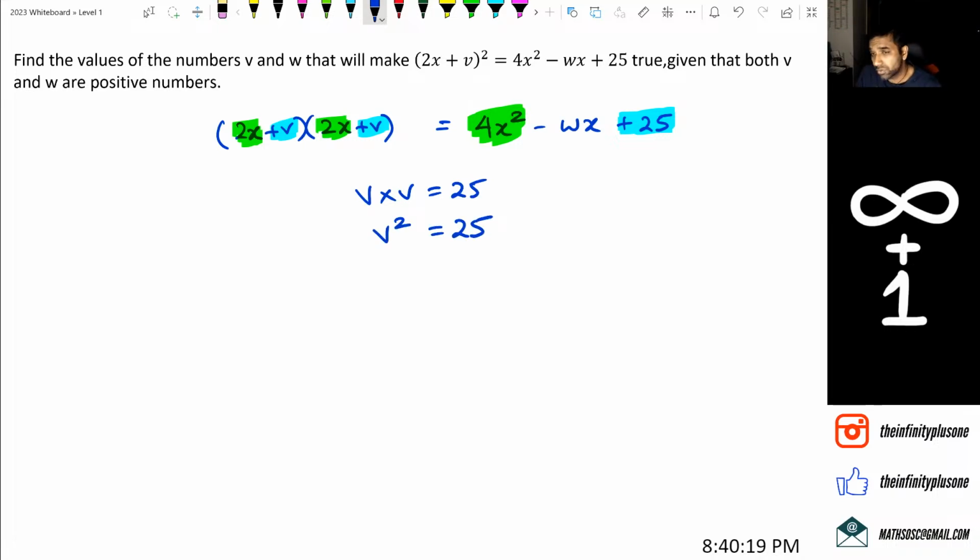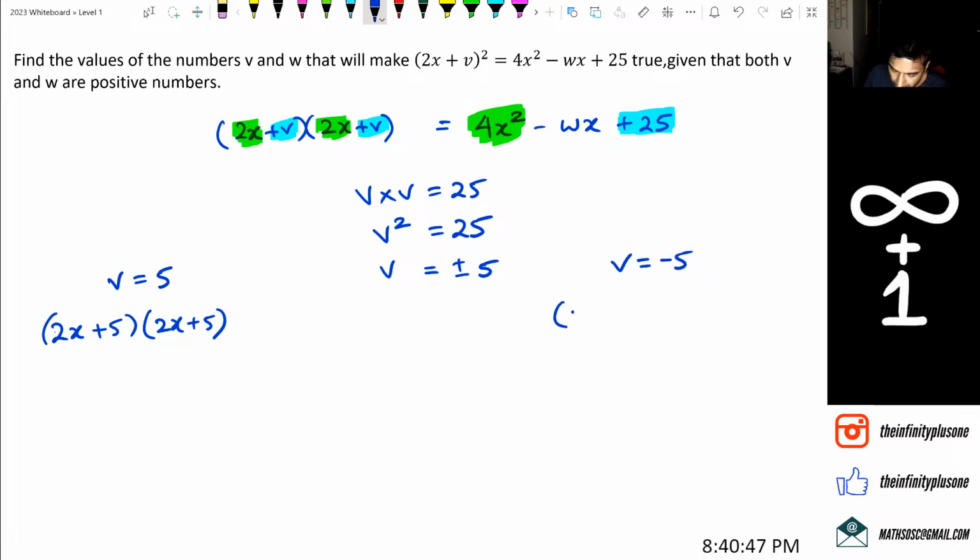There's a particular reason why I gave you guys this question, because when you do v squared equals 25 and you take the square root of 25, you're actually going to get plus or minus 5. So you actually have two answers for this question, while on the first thing it looks like the same answer. So you could have 2x plus 5 and 2x plus 5 if v equals 5. If v equals negative 5, you're going to get 2x minus 5 and 2x minus 5.